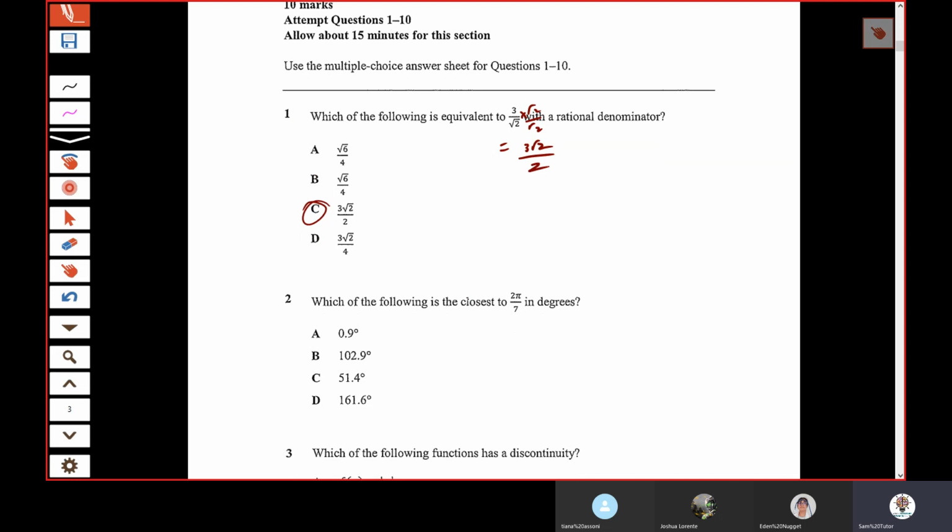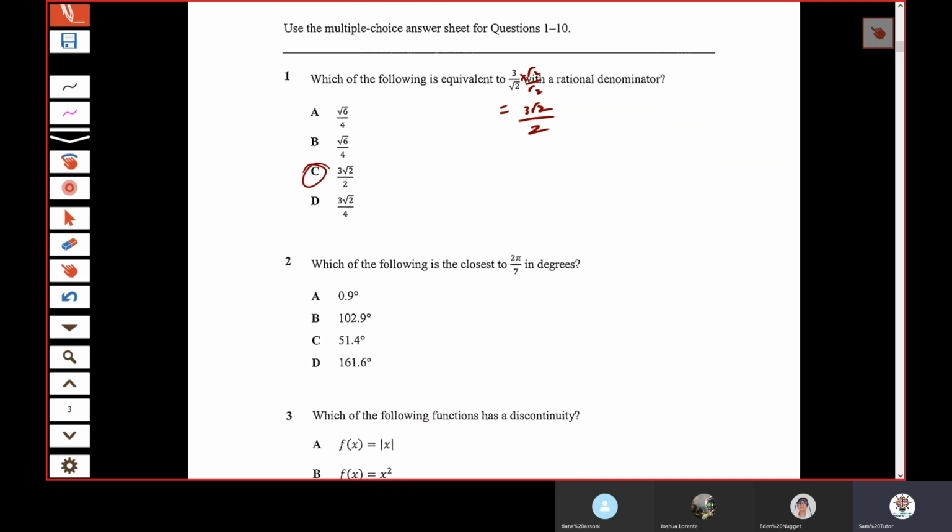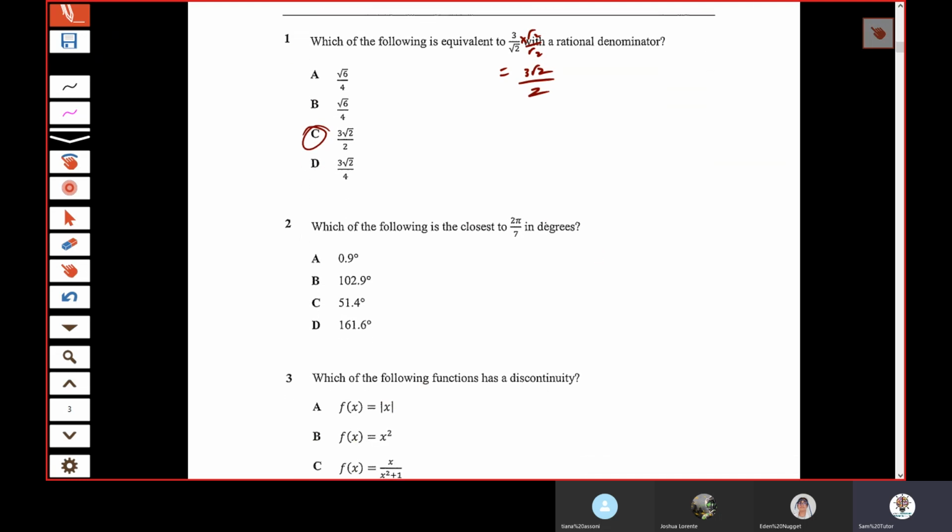C. Which of the following is closest to 2 pi on 7? Again, if you want to convert from radians to degrees, we just change the pi to 180 degrees, so it becomes 2 times 180 on 7. I'll get my calculator out. 360 on 7 becomes about 51 degrees. See? Just stop me if there's any questions.